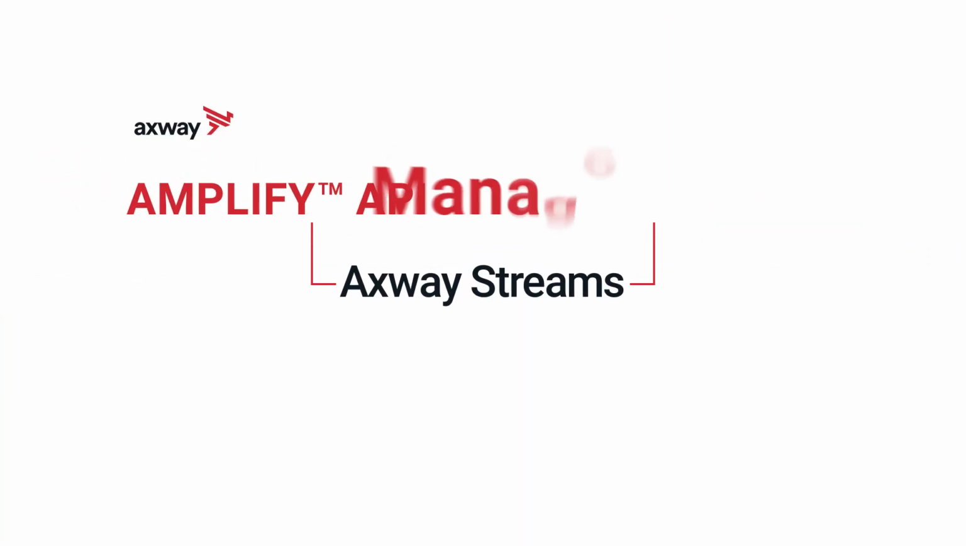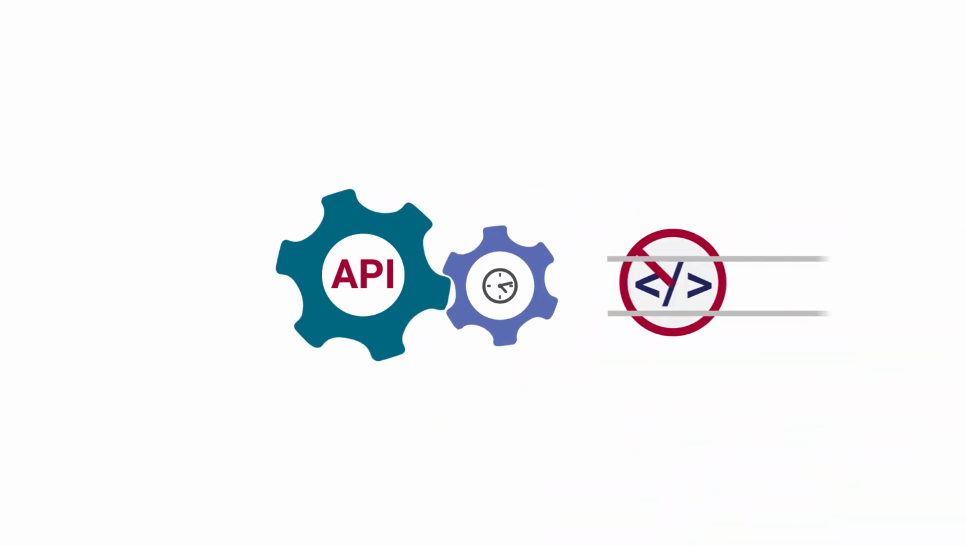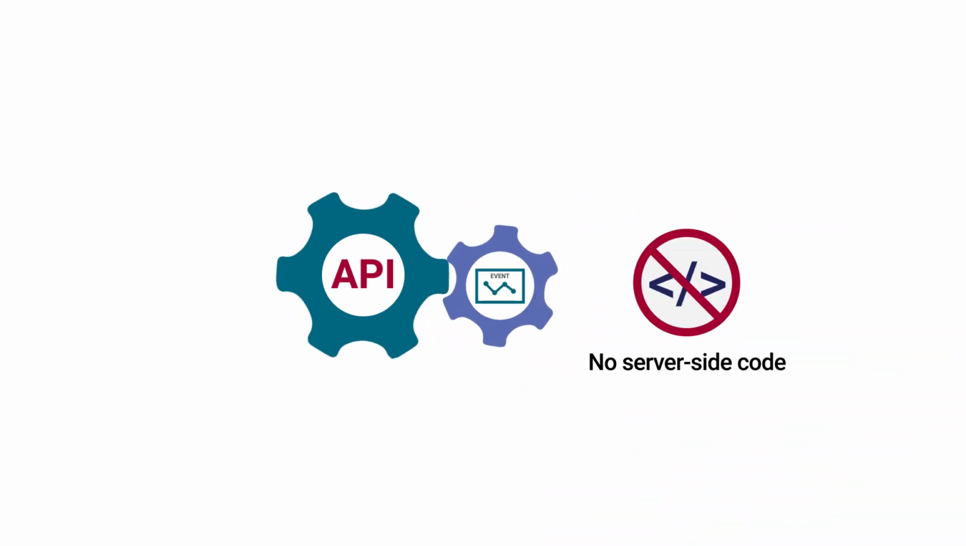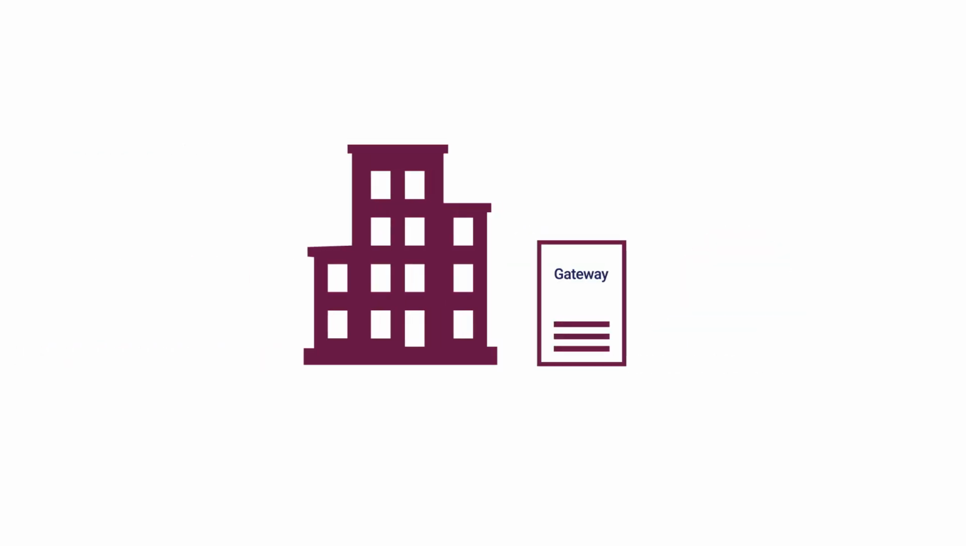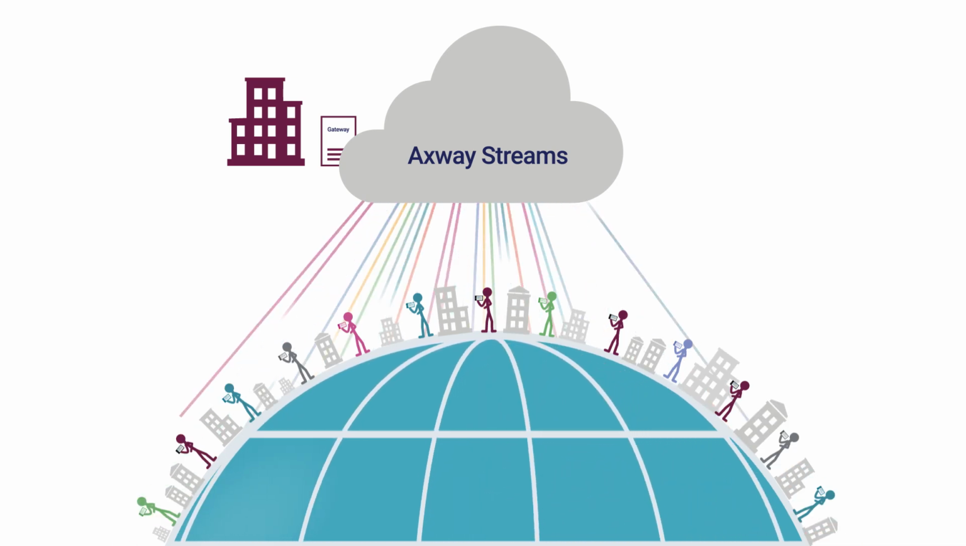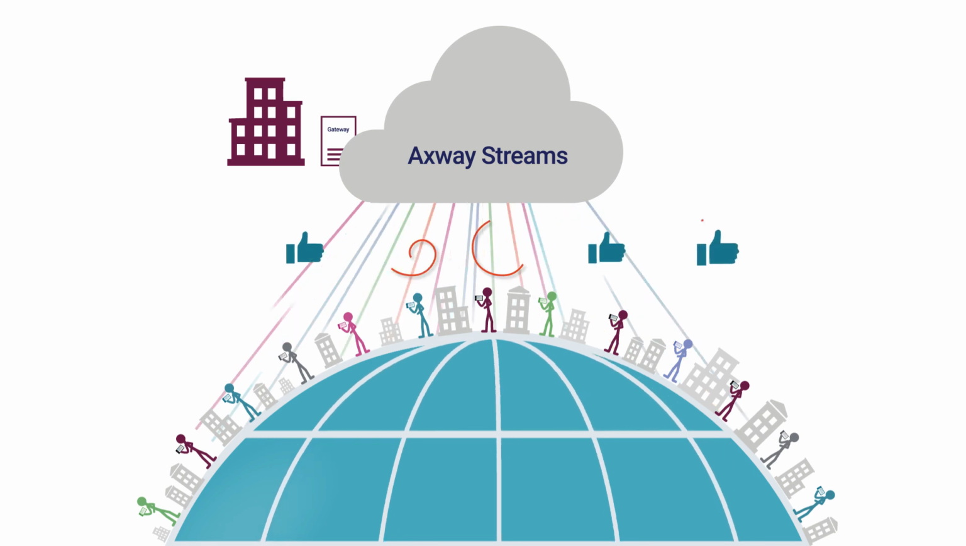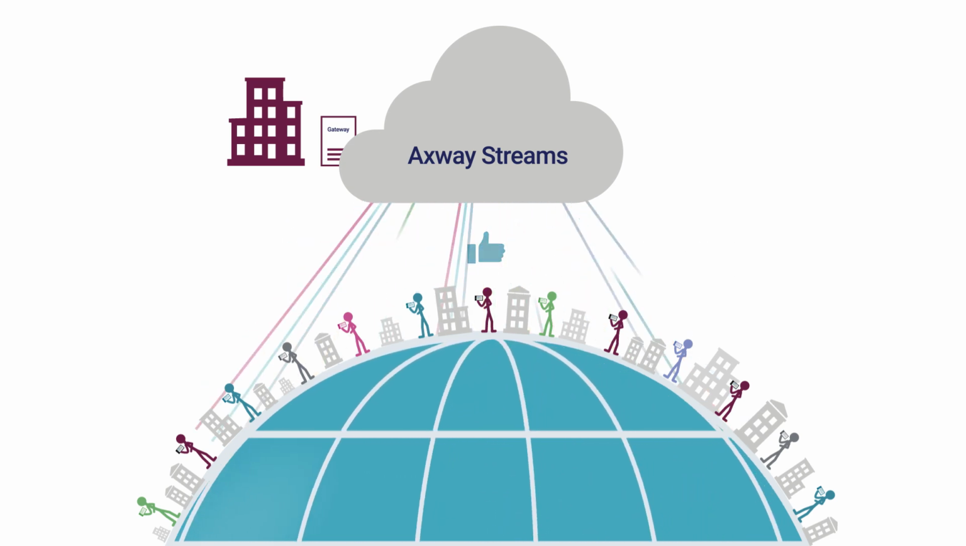With Axway Streams, a part of our Amplify API management solution, you can create event-driven APIs without writing a single line of server-side code. Using whatever API gateway you choose, Axway Streams can push millions of updates to hundreds of thousands of people at the same time, providing great experiences for your customers and their customers.